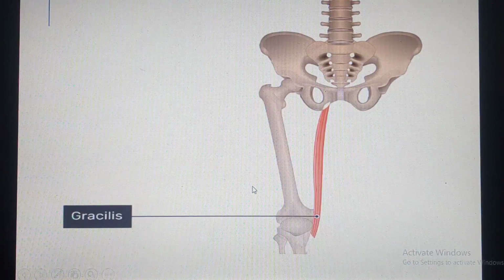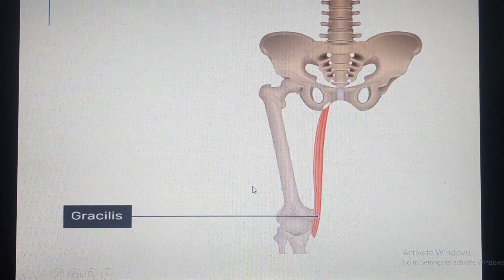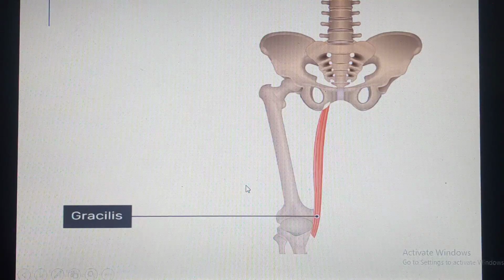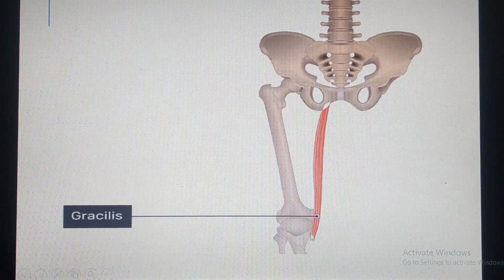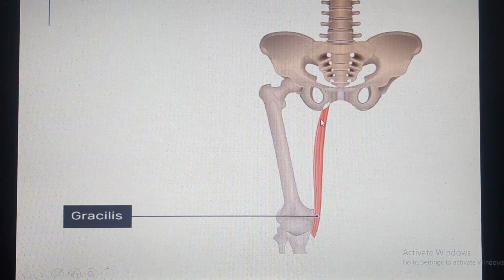Now, the next muscle which we are going to look at is known as the Gracilis muscle. Look at this slender muscle over here. This Gracilis muscle, we often refer to it as the virgin muscle, or the custodian of virginity, or the anti-rape muscle. And I'll explain why we call it as such.